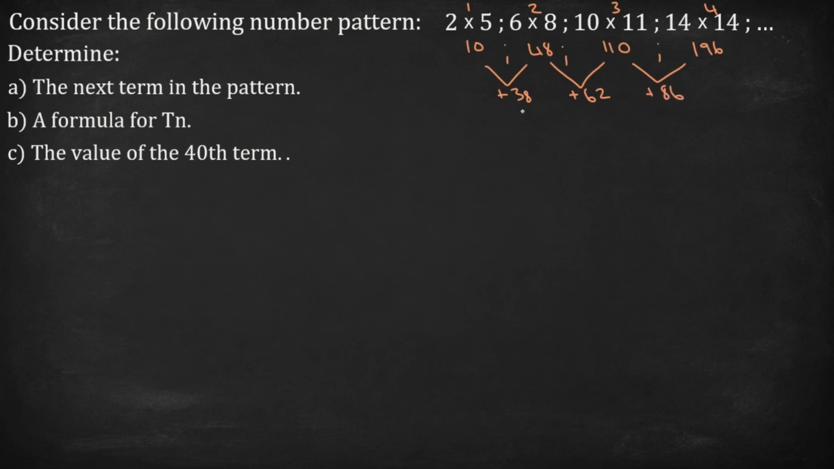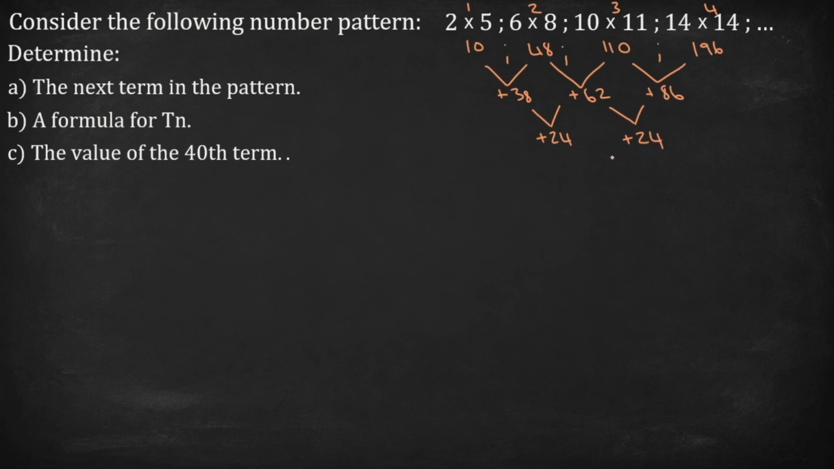Did you notice that the difference between the consecutive terms is not constant? And for a number pattern to be called a linear number pattern, it must have a constant difference between the consecutive terms. But just have a look at this. If I want to find the difference between these two differences, the difference is plus 24. And between these two, it is also plus 24. So here is a constant difference.